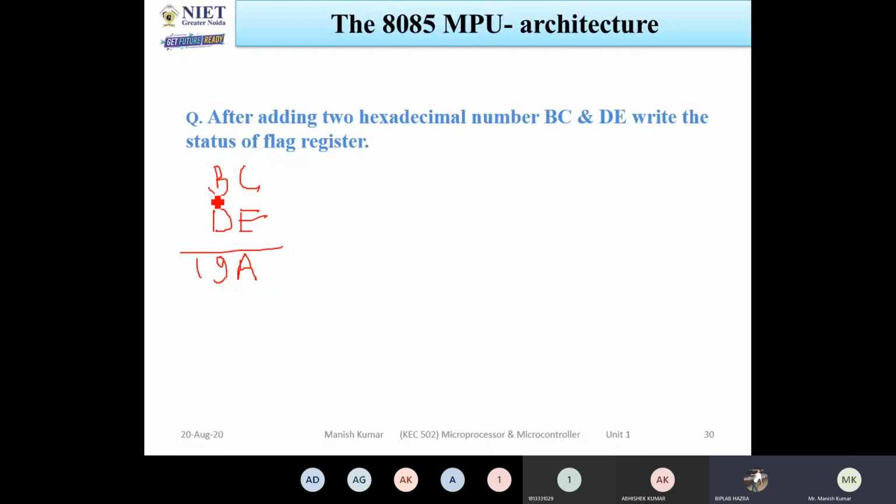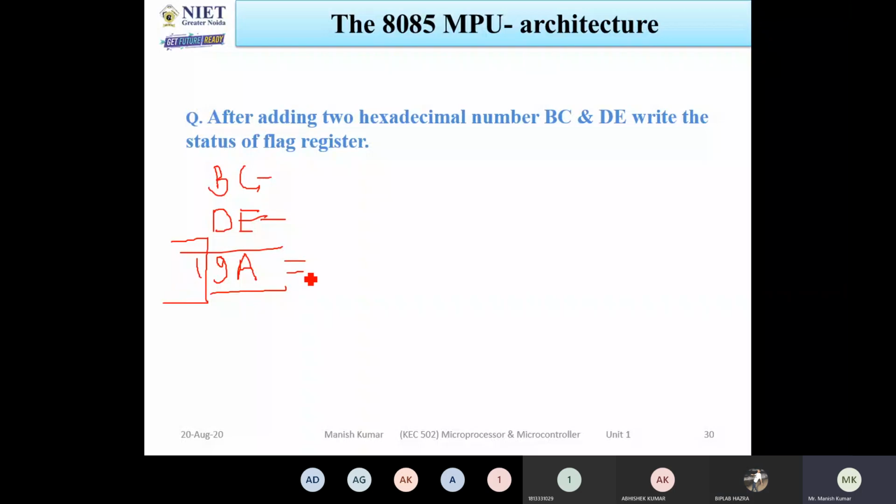But you can see that BC is an 8-bit number and DE is also an 8-bit number. So if you add, you can get only an 8-bit number. So this 1 comes like a carry, and the answer is 9A. So we are not talking about the 1, I am talking about the 9A. The 1 represents the carry.